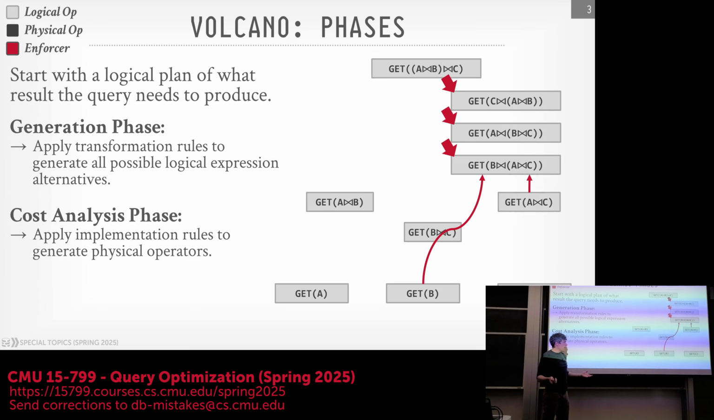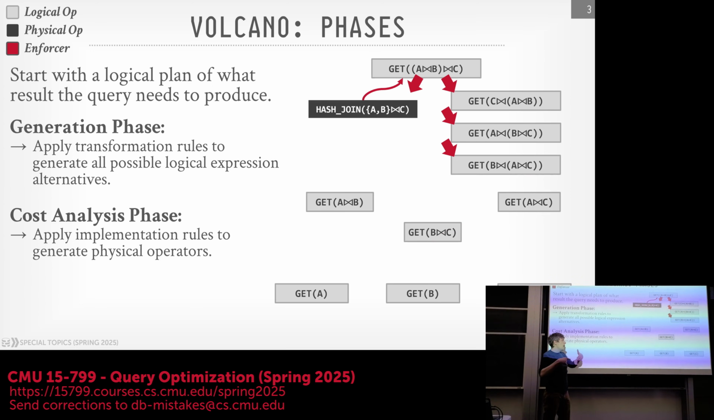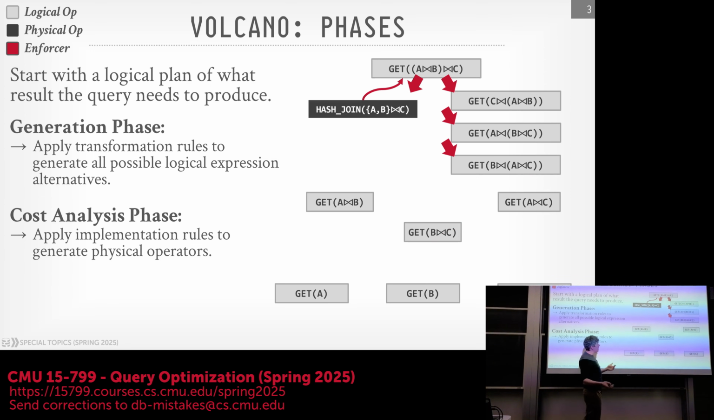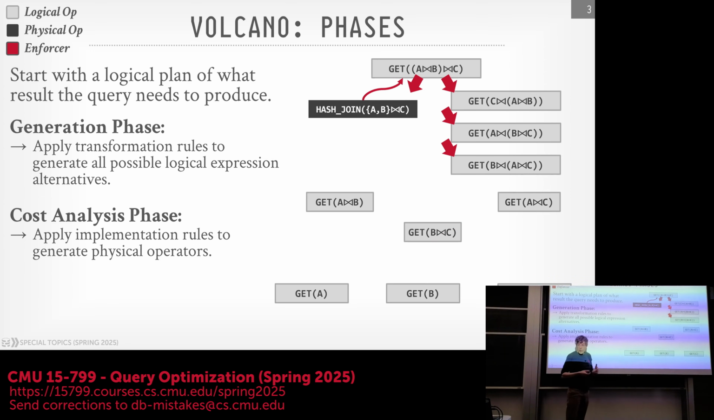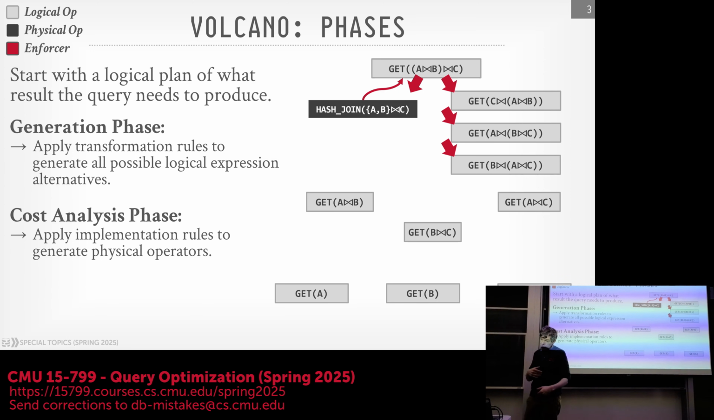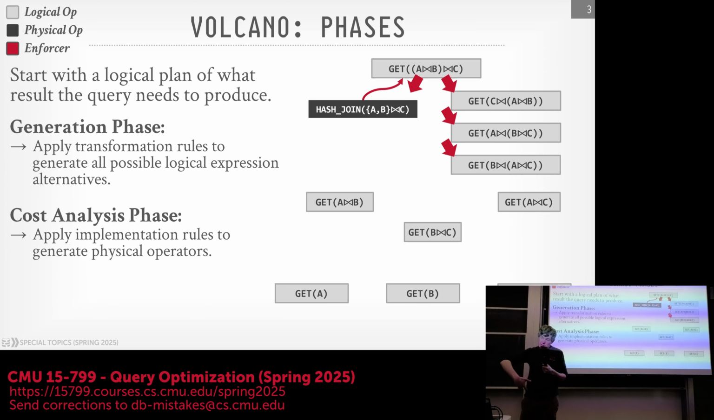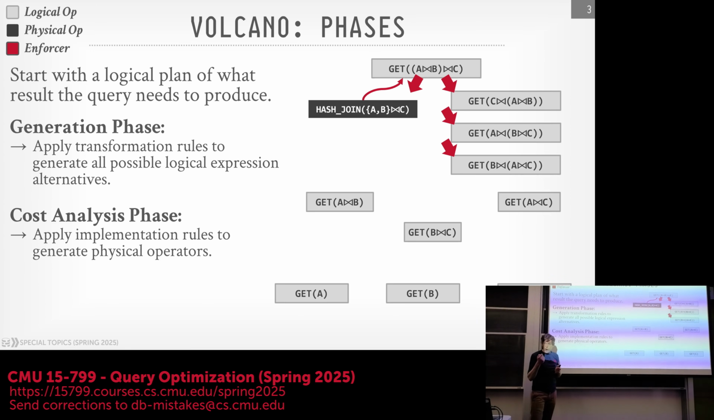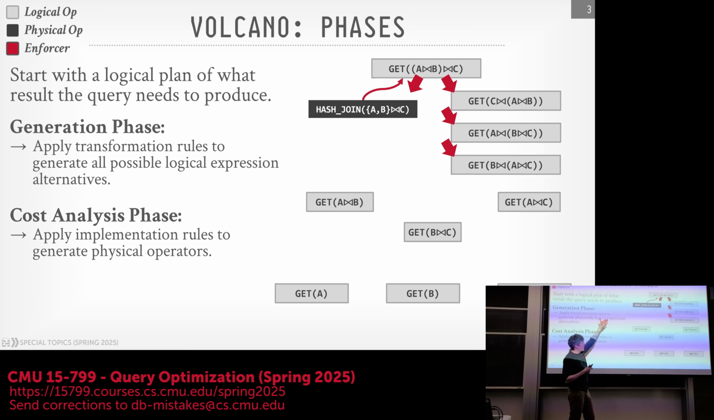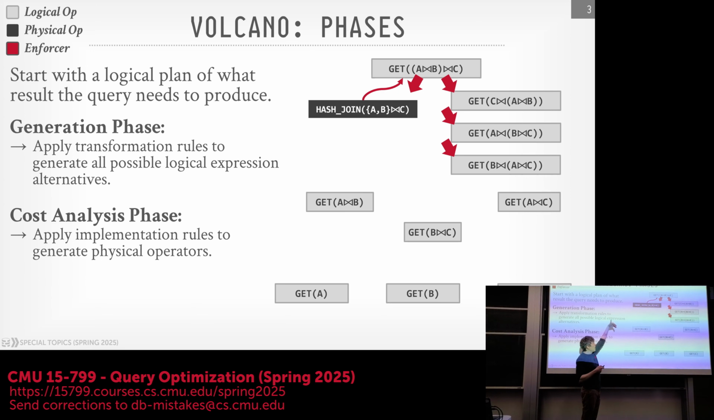And then now once I reach all possible logical rules that are implied, I enter the second phase, which they call the cost analysis phase. Now I'm going to do a top-down search again, but I'm going to try to pick the best physical operator to use to implement the logical operator at each level of the tree. So, just for simplicity, I'm just going to go down this side. I say, all right, well, I know I need to take the output of A and B and join it with C. So I'll use a hash join for that.